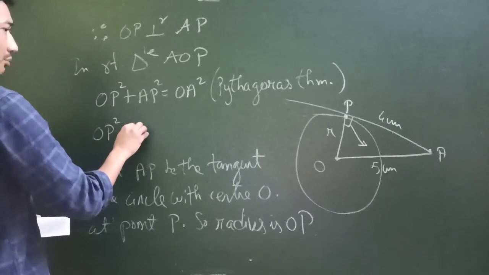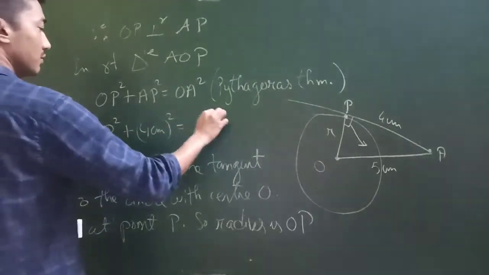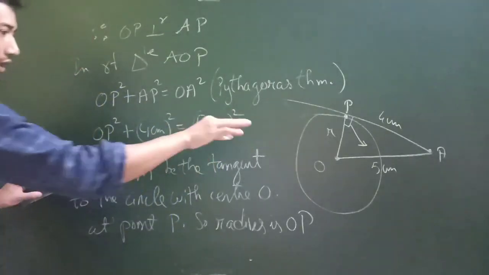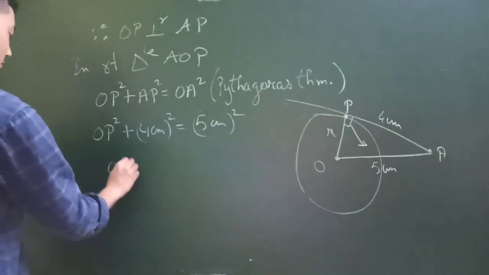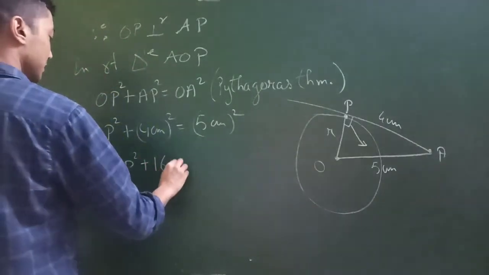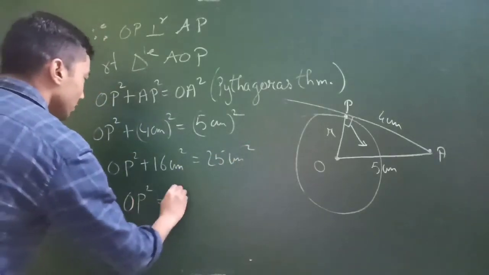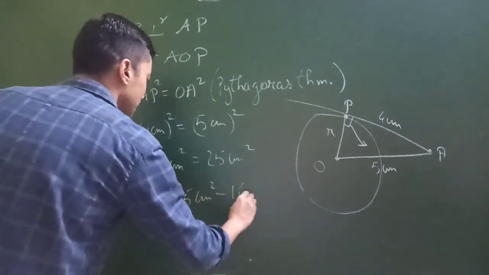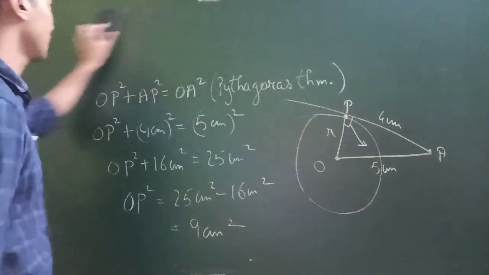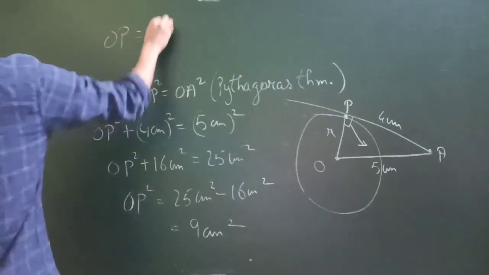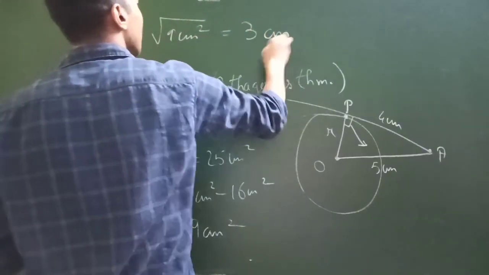So OP square plus AP square, 4 centimeter. Let's write down the units also. 4 centimeter square, 5 centimeter square. OA is 5 centimeter. So OP square plus 16 centimeter square equals 25 centimeter square. So OP square is equal to 25 centimeter square minus 16 centimeter square, which is 9 centimeter square. So OP will be the square root of 9 centimeter square. So that's going to be 3 centimeter.